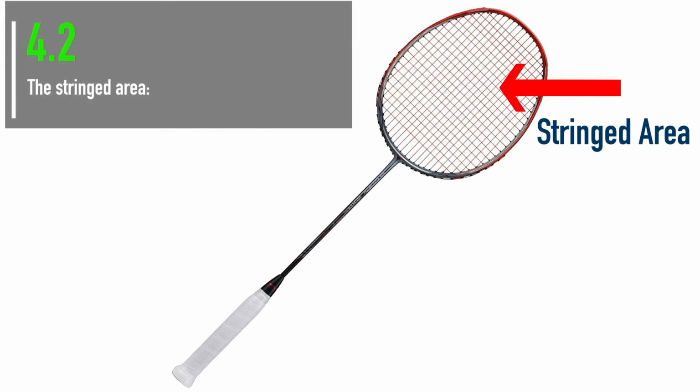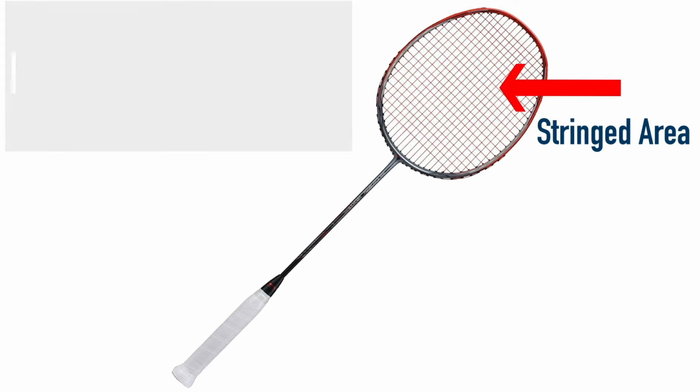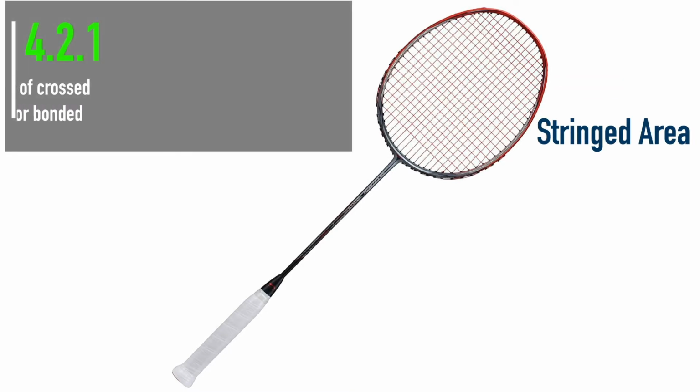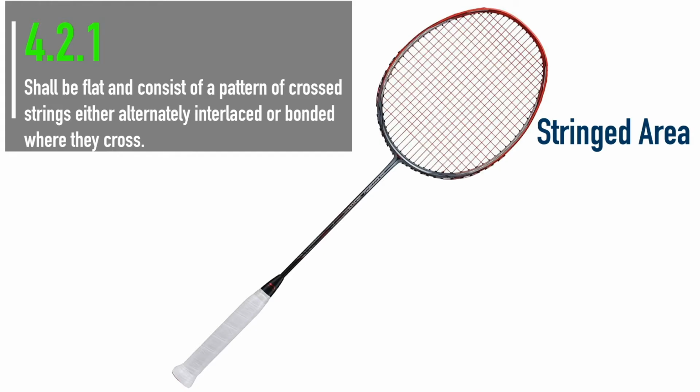4.2 The stringed area. The stringed area shall be flat and consist of a pattern of crossed strings either alternately interlaced or bonded where they cross.